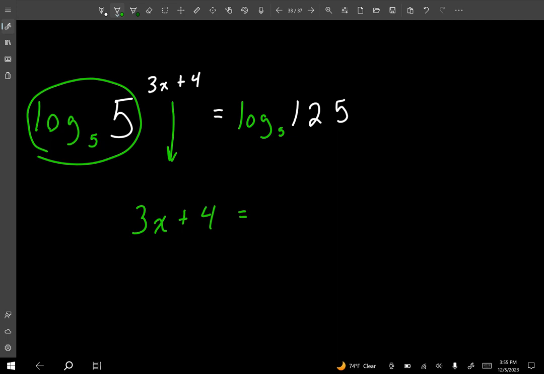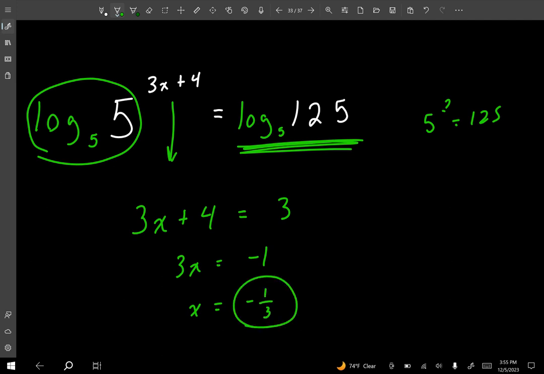And now on the right, I'm going to look at this and say, I can calculate that. This is saying 5 to the power of what gives me 125. And that exponent is 3. So this is a 3. Okay? And then you can carry on and solve like you normally would. So subtract 4 from both sides, you get negative 1. And then x is going to give me x is negative 1.